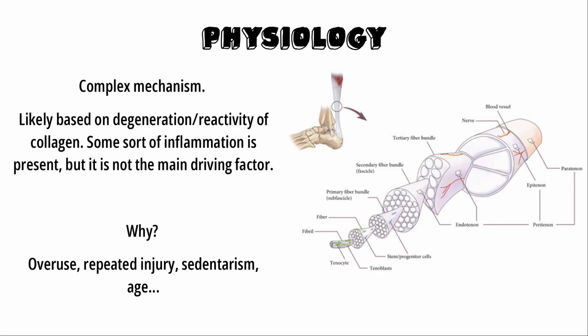So why does this happen? Why does a tendon become irritated? Why does it hurt? Why do we develop this pathology? Well, there's a wide range of risk factors. We don't really understand why, but it is likely due to lack of proper loading of the tendon or excessive loading in certain periods of time. So main risk factors end up being overuse, repeated injuries, sedentarism, and age.